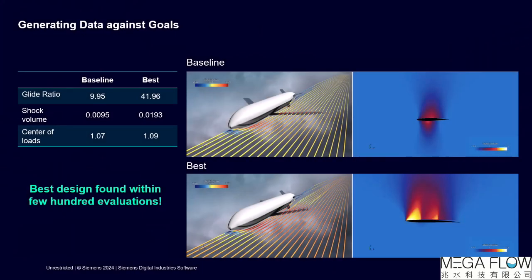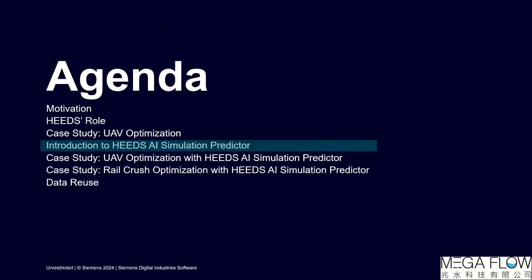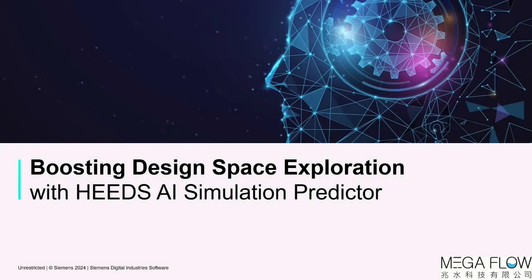At the conclusion of the design space exploration, indeed Sherpa has found an innovative solution, performing drastically superior to the baseline design performance in this case. Of note is the fact that the best design was found within a few hundred evaluations using the hybrid adaptive search framework of Sherpa. We will now see how HEEDS AI Simulation Predictor can further accelerate the discovery process with something we call boosting in HEEDS.